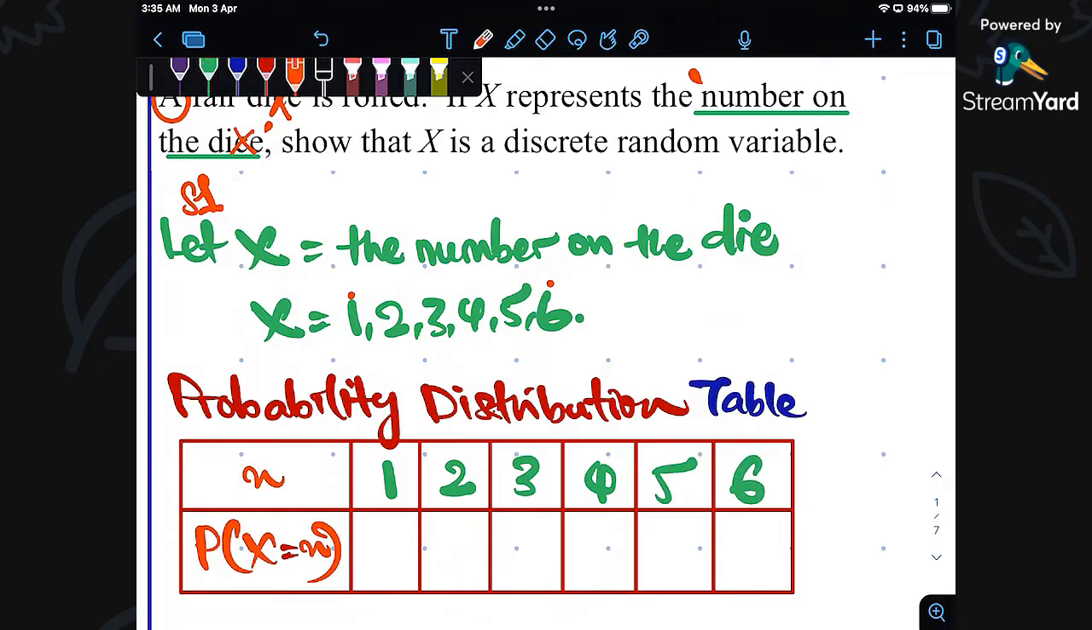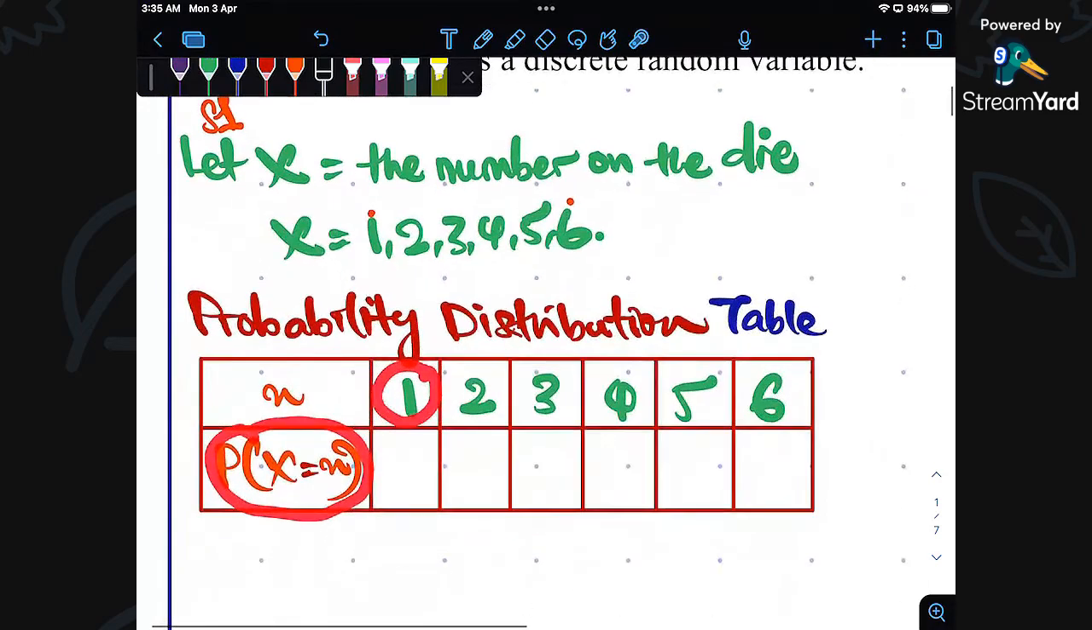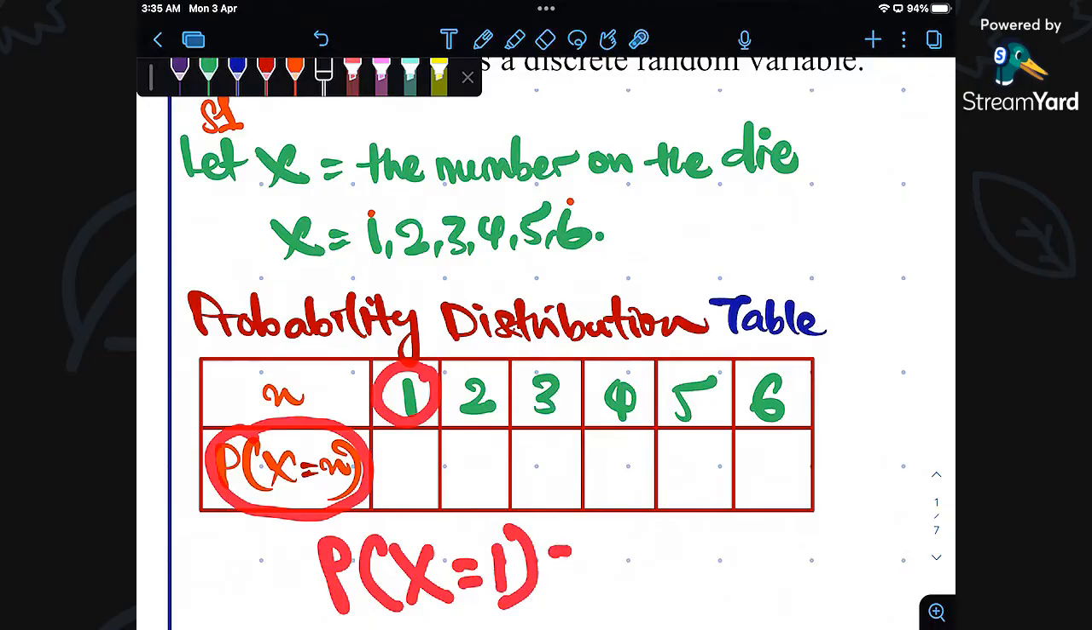Then we have to find the probability of each of these numbers, which is the probability of X equals 1. What is the probability of getting the number 1 when you roll the die? When you roll one die, what is the probability of getting one? You already know it.